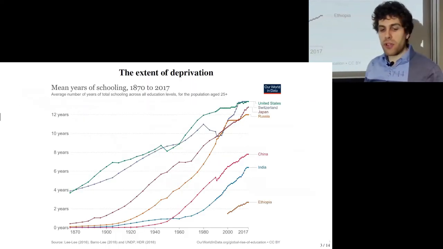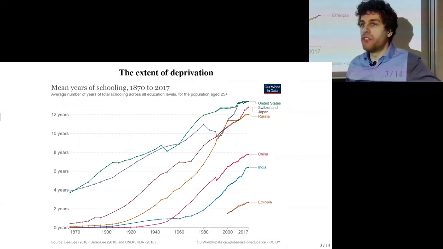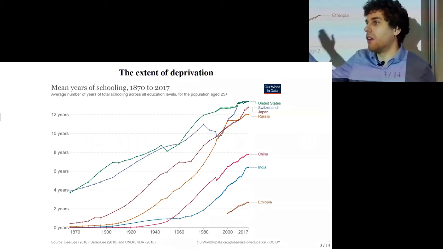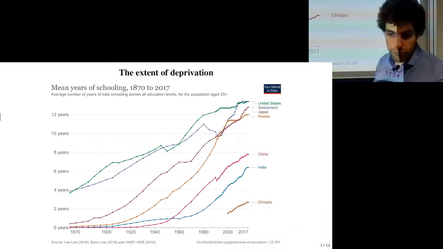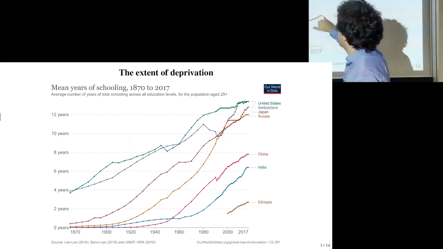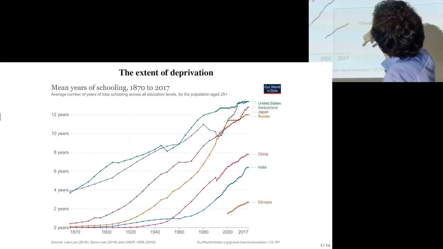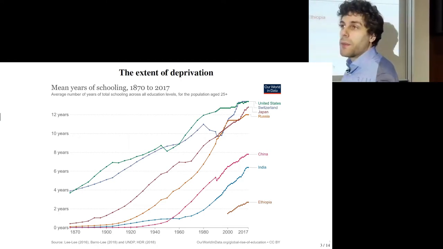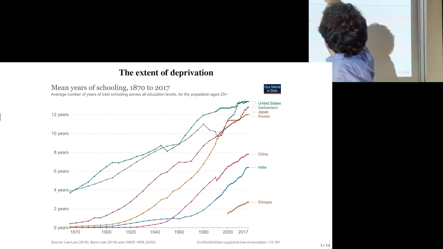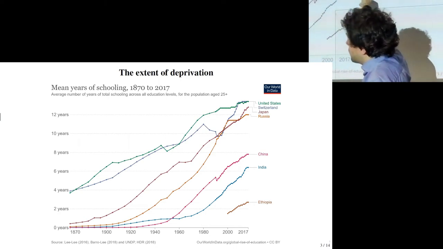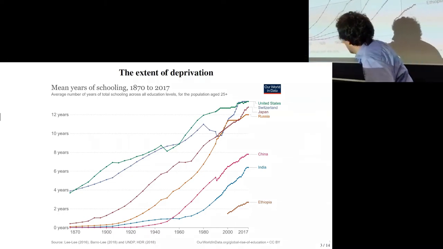Now this is the average years of schooling, from the first year of school at 6 years old until the last year. So for you, it will be the last year of master or doctorate. In Ethiopia, it's 3 years. In India and China, between 6 and 8 years. And in Switzerland, it's 13 years. And you see that even though China has invested a lot in education, it's still at the level of the US and Switzerland before the Second World War.